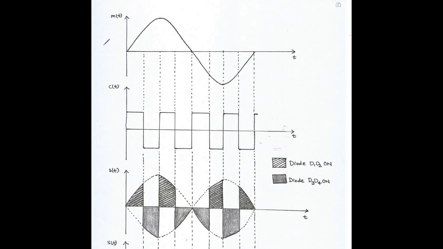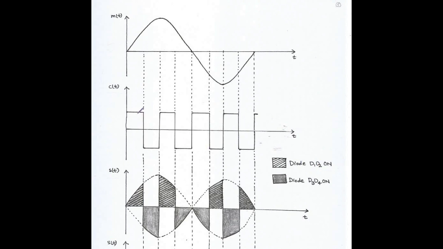Here we consider an arbitrary message signal, but it is a sinusoidal one, taking positive half and negative half, and the carrier wave is a square wave. The output of a ring modulator is the product of message and carrier. So, the first pulse of the square wave carrier is multiplied by a positive half cycle of the message, and we get a positive output. This is obtained when diodes D1 and D2 are on.